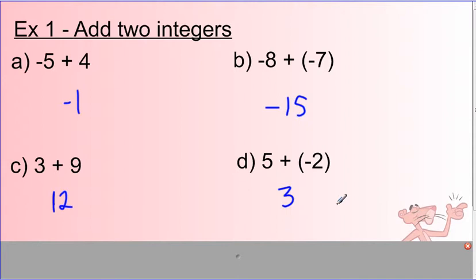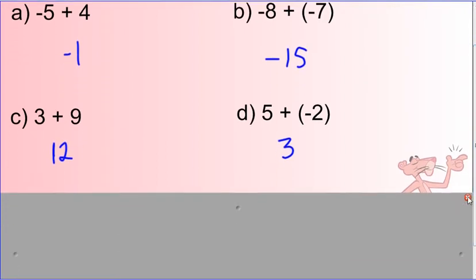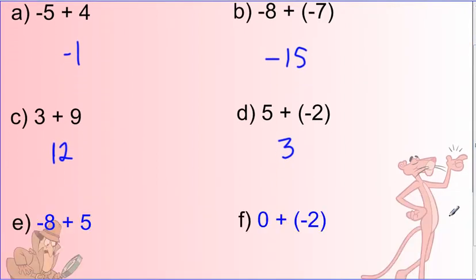So you look at the numbers. If the signs are the same, you add. If the signs are different, you subtract. You keep the sign of the bigger number. Sounds simple enough? Well, here's two for you to try. Please do letters E and F right now. Pause the video, do it on your own. When you're ready to continue, hit play, although you're probably already almost done.